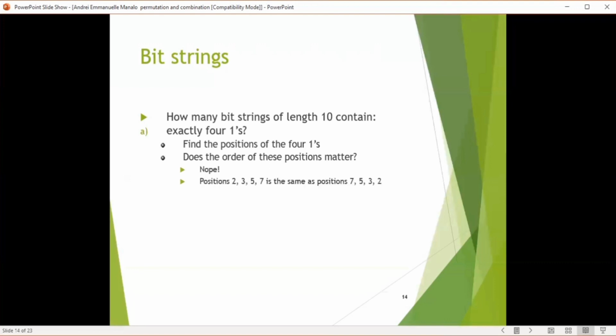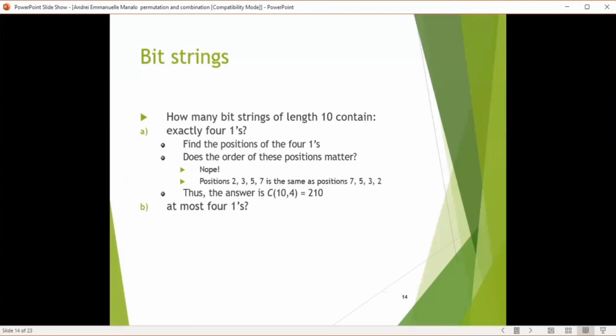Does the order of these positions matter? No. Positions 2, 3, 5, 7 is the same as positions 7, 5, 3, 2. Thus the answer is C(10, 4) equals 210.